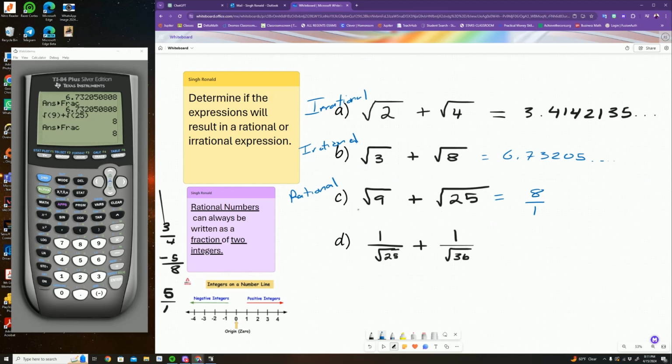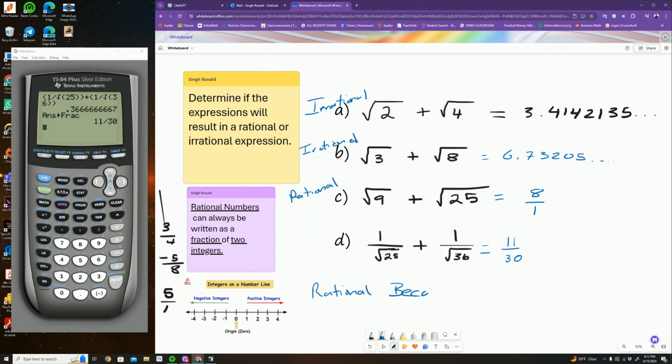Let's try this last one. We have 1 over the square root of 25 plus 1 over the square root of 36. I don't think my calculator can do the fraction, though I know your calculators at school can. So let's try this. Open parentheses, 1 divided by the square root of 25, close parentheses, plus, open parentheses, 1 divided by the square root of 36, close parentheses, press enter. What we're seeing is a repeating decimal, 6 repeating, 3.36666667. To check if this is rational, I go to fraction, enter, and this is turned into a fraction. I'm going to say this is 11 over 30.